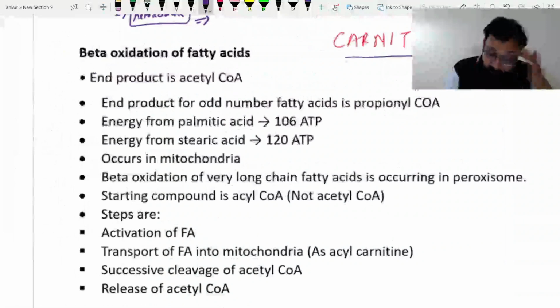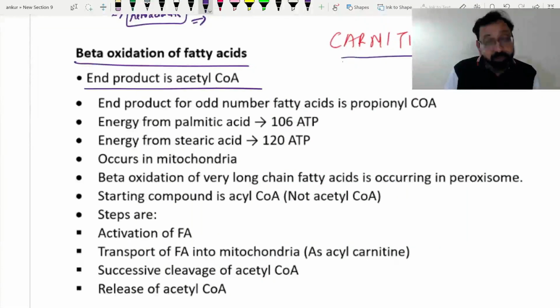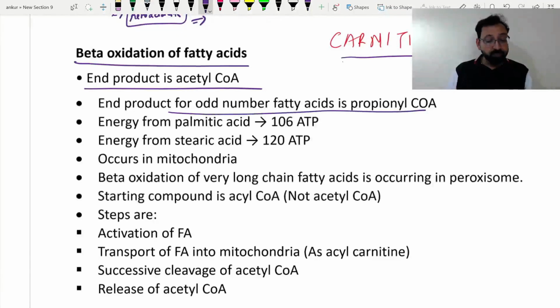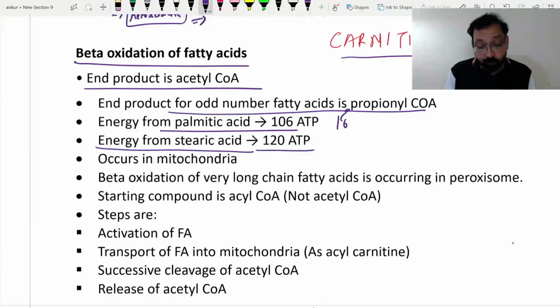A little bit faster. Beta oxidation of fatty acid: the product is acetyl coenzyme A, I told you, and the product of odd chain fatty acid is propionyl coenzyme A. Palmitic acid, 16 carbon, gives 106 ATP. Energy from stearic acid, 120. Rare question, but asked.